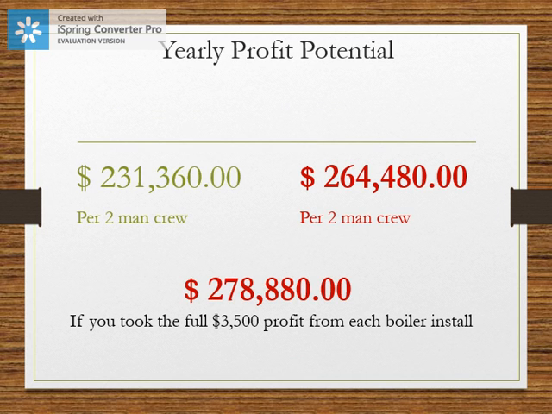The total for yearly profit is $231,360 doing it the traditional way. The same work using prefabricated panels from Hydronic Assemblies netted $264,480, a difference of $33,280. If you had taken the full $3,500 profit for each boiler job, the profit would be $278,880, a difference of $47,520. Maximizing your time is critical to the profitability of your business.